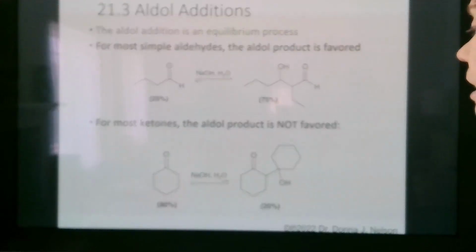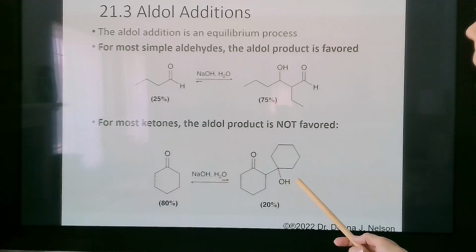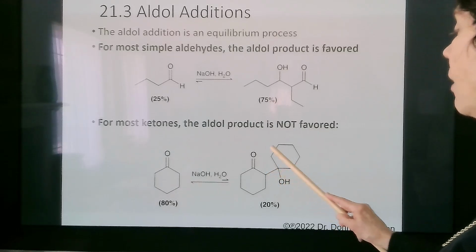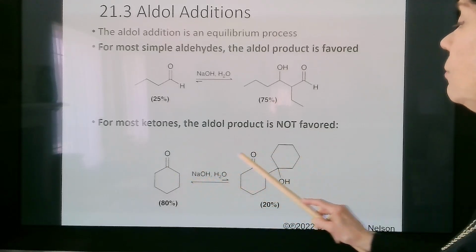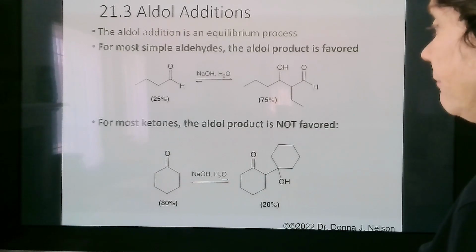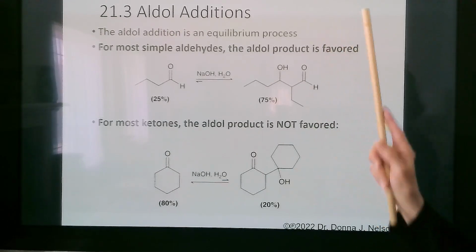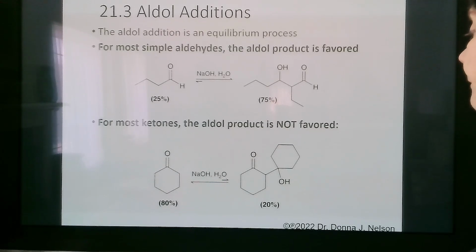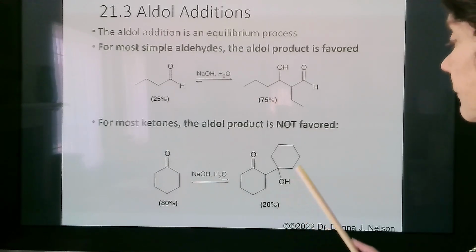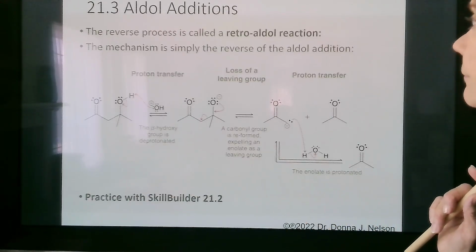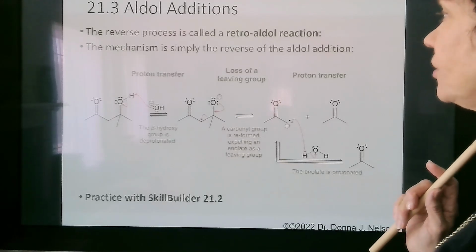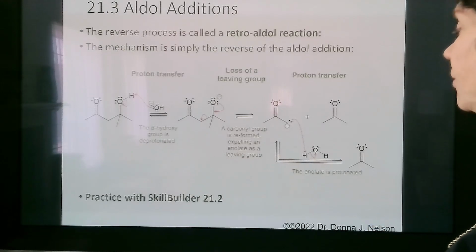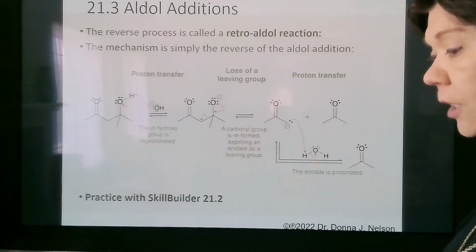For most ketones, this process is not favored. It's just too sterically hindered. And so you won't see this used very often. It's usually aldehyde, so that's when it's called an aldol reaction. The reverse process is simply called a retroaldol. And since it's an equilibrium, that can be achieved.